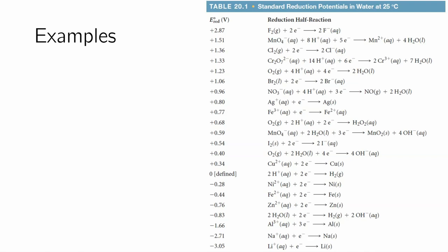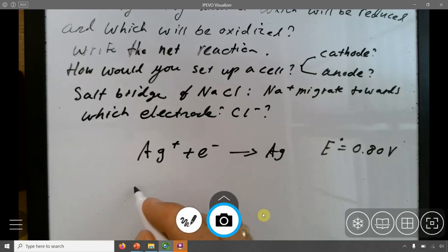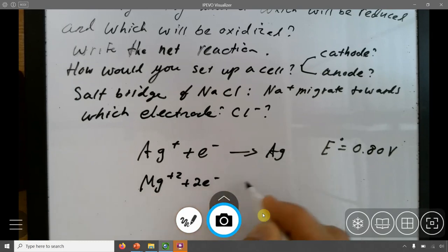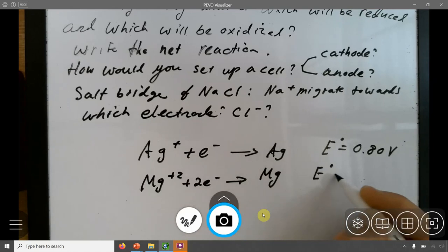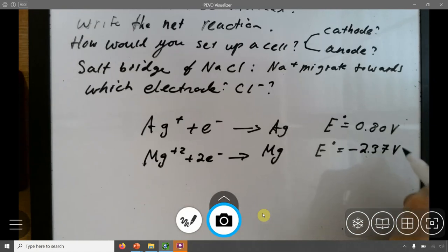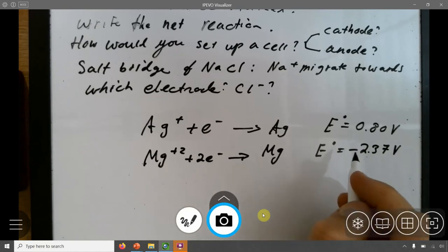Great. I'm looking at magnesium. Magnesium is not here. So in this particular example, it wouldn't be on this table, so I'll give you the magnesium. Magnesium plus 2 electrons gives me magnesium, and its potential is negative 2.37 volts. So imagine that you were either given this, or you can read that from a table directly.